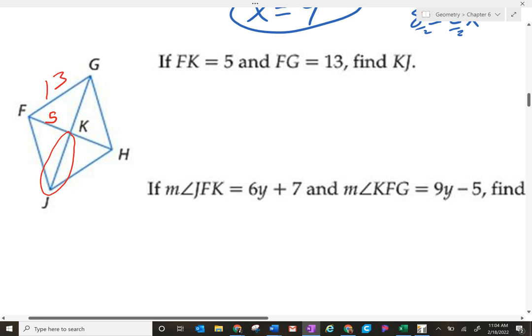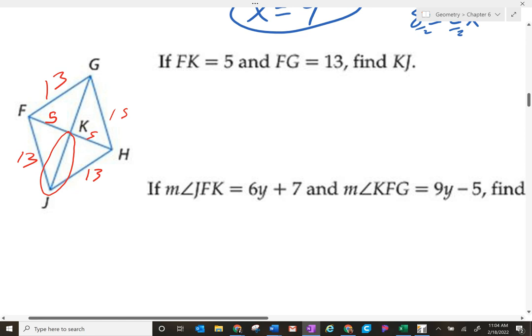No. It would be if it's a square, but it's not a square. So I know that these two are the same length, and these two are the same length. 13's on the outside. So I don't know this one yet, but I can figure it out. Because I know that this side's 13, I know this one's 13, this one's 13, this one's 5, and this one's 5.